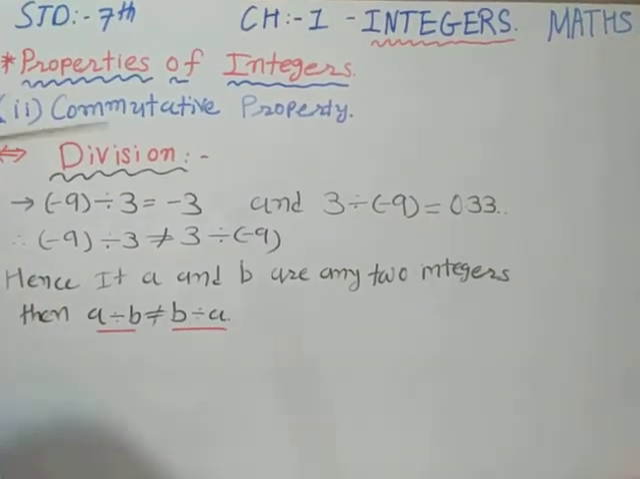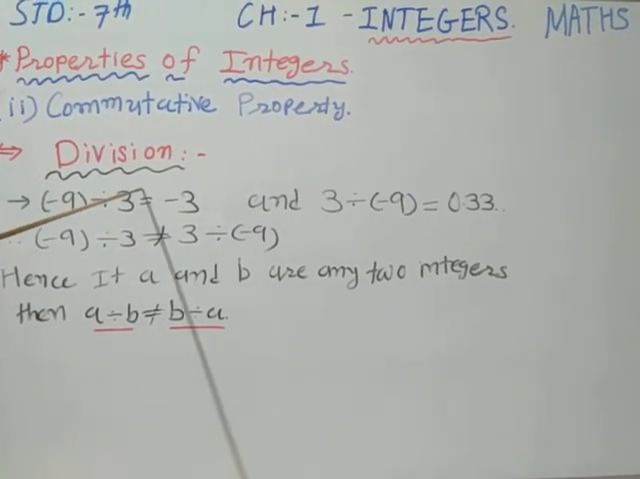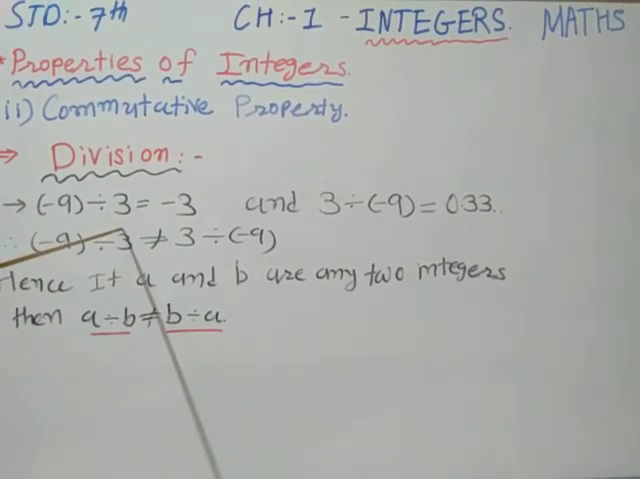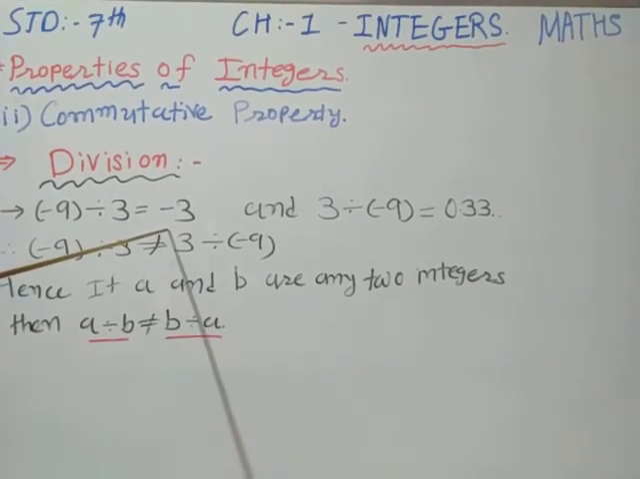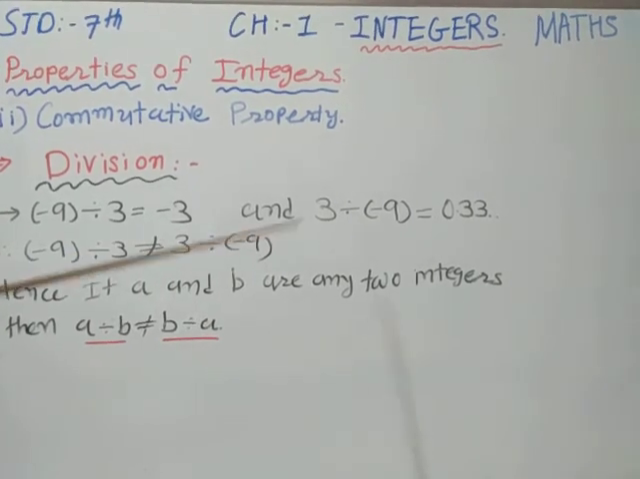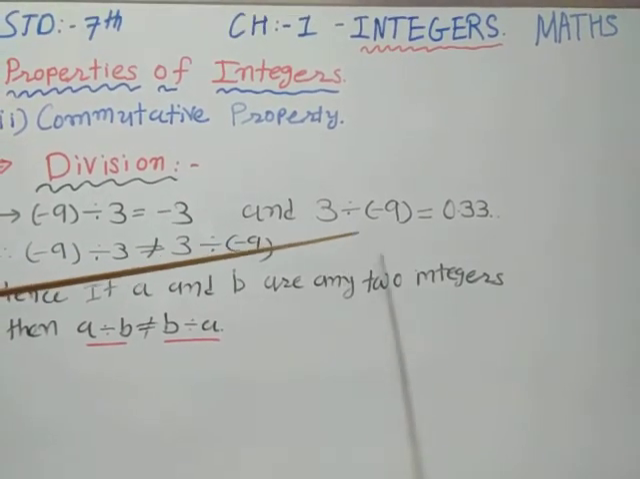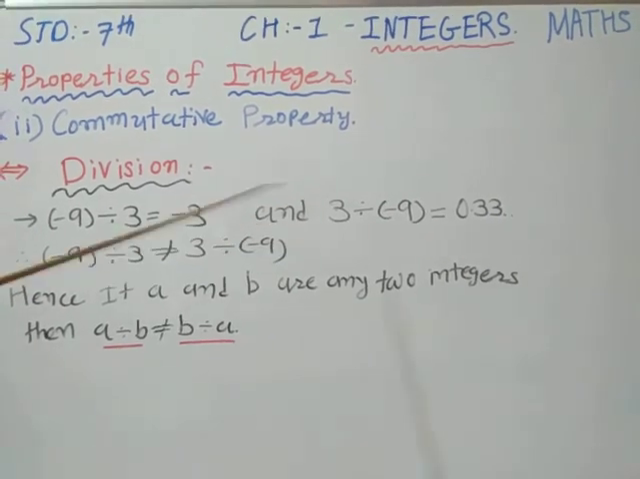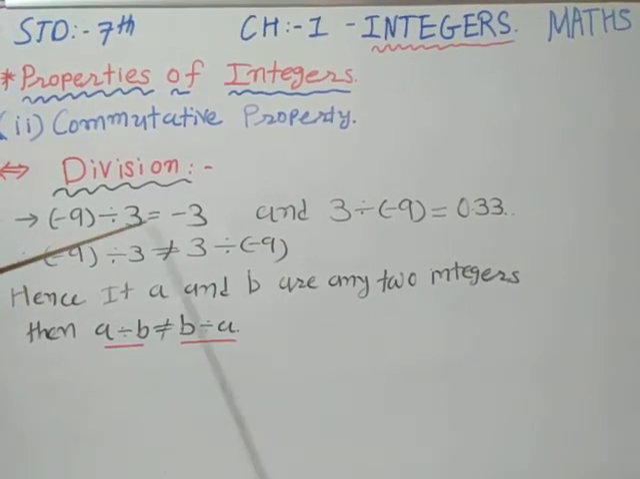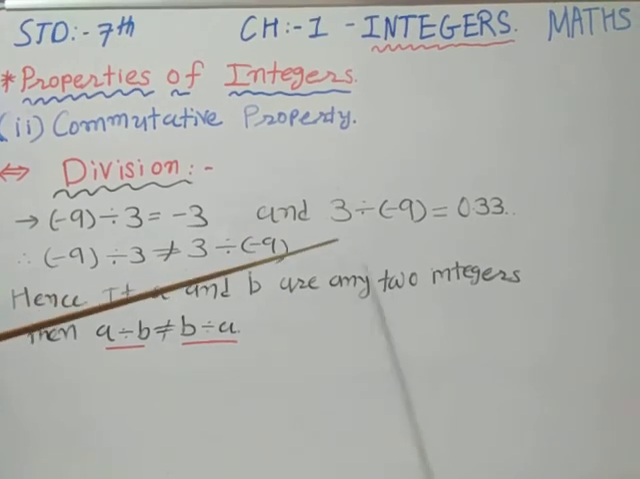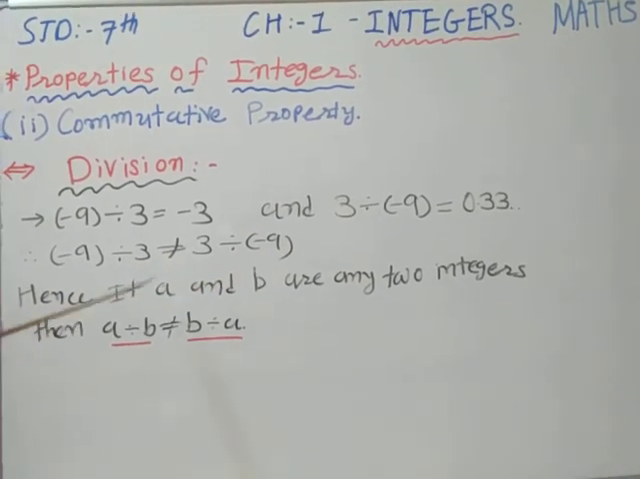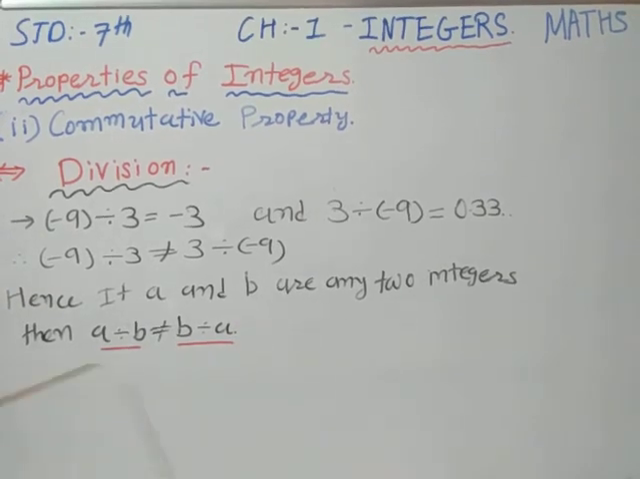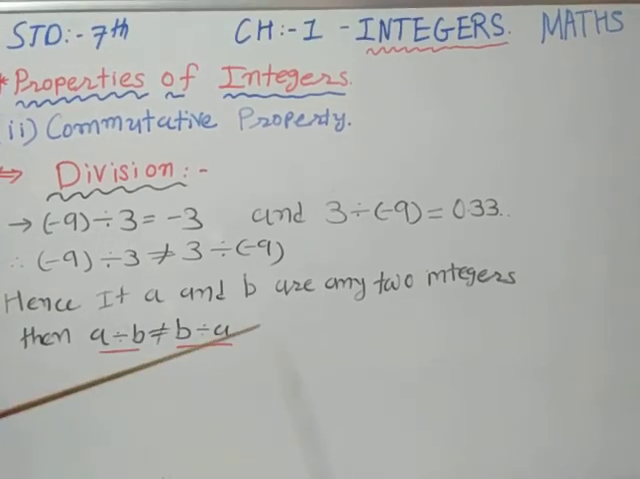Now let us check the commutative property for division. Let's take one example. Minus 9 divide 3 is equal to minus 3. Now just change the order of the integers. 3 divide minus 9, then the answer is minus 0.33. Therefore, minus 9 divide 3 is not equal to 3 divide minus 9. Hence, if a and b are any two integers, then a divide b is not equal to b divide a.